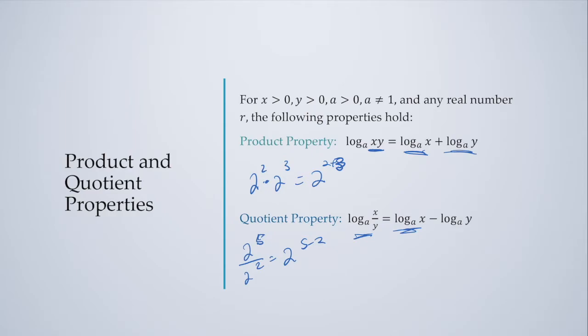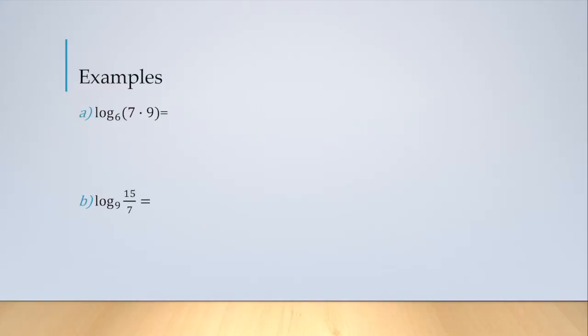So let's use this example to pull them apart and write them as a sum or difference of two logarithms. If I have log base 6 of 7 times 9, I can rewrite this as log base 6 of 7 plus log base 6 of 9. And I can't simplify this any further. I could plug it into a calculator, but right now we're just practicing using that product property to pull them apart. If I have log base 9 of 15 over 7, that becomes log base 9 of 15 minus log base 9 of 7.